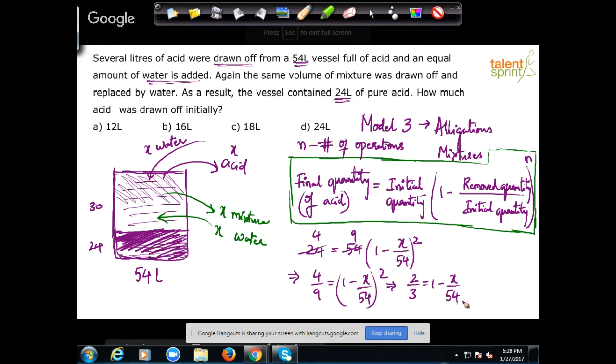So clearly from this, x by 54 equals to 1 by 3, because 1 minus 1 by 3 is 2 by 3, right? So x by 54 equals to 1 by 3. If x by 54 is 1 by 3, what is x? X will be equal to 54 by 3, which is 18 liters. So your answer to this question has to be option C, 18 liters. Option C, 18 liters. You're getting it?